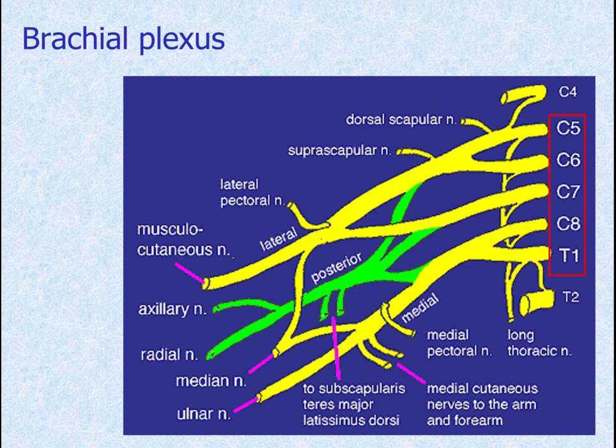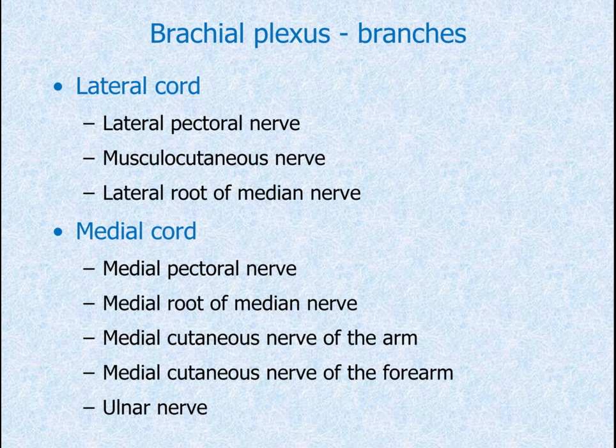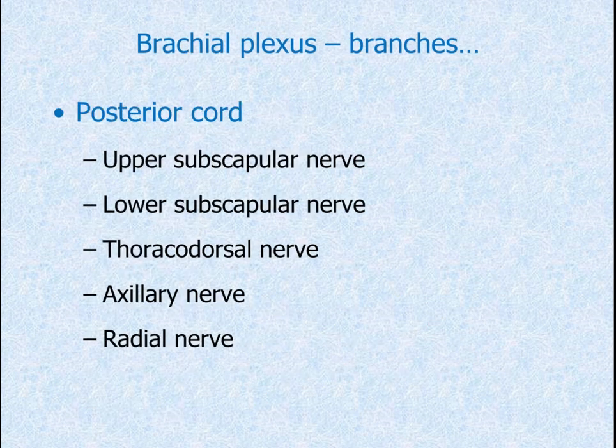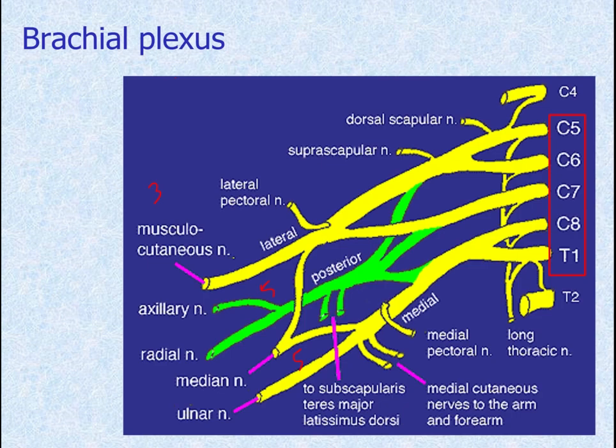Now the lateral cord, it's easy to remember, lateral cord gives off three branches, and the posterior cord gives off five branches, and the medial cord gives off five branches. So if you go here, you can see a lateral cord, these are the three branches. You will not be able to remember all that now. And the medial cord, there are five branches, and the posterior cord, again there are five branches. Names you can learn later.